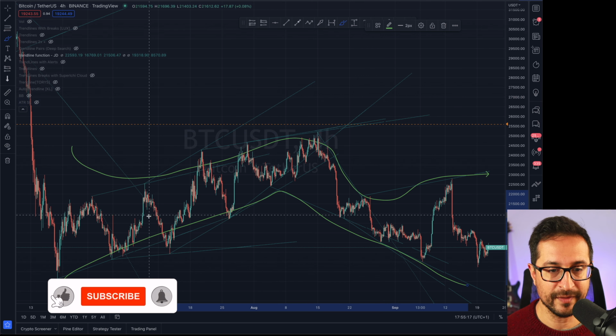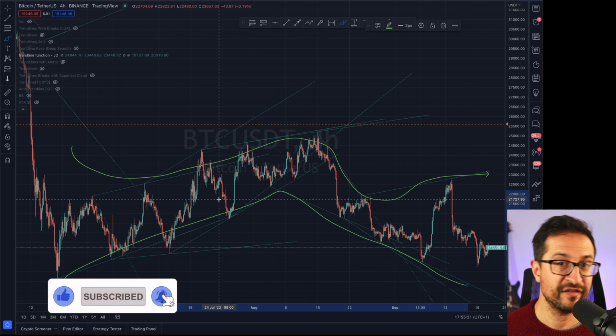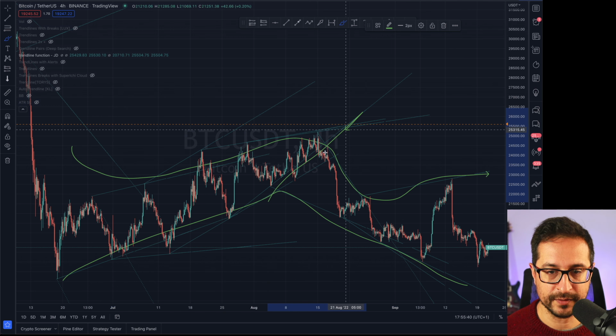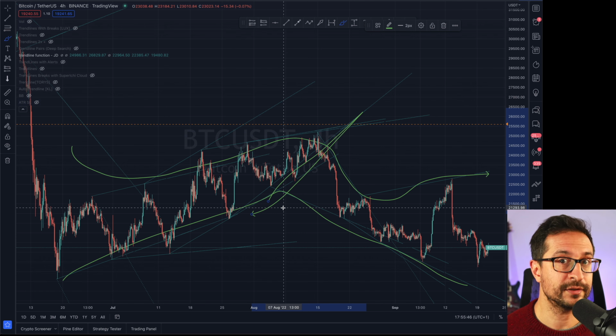Personally, I prefer the ones that cross the price. You can find more trades with the ones that don't cross the price, but when they do cross the price, that's usually a higher quality trade to take.